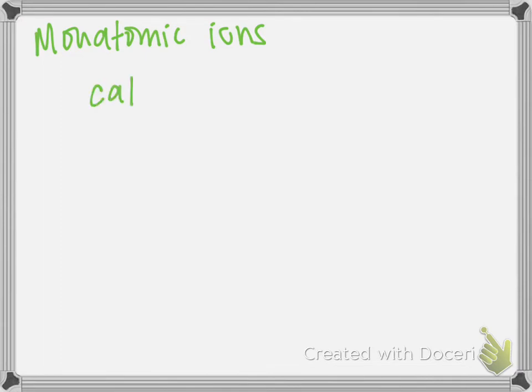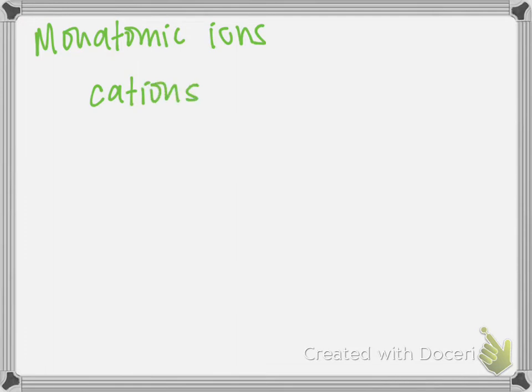But let's get into our naming rules. We're going to start with what are called monatomic ions. What do you think that might mean? What's mono mean? 1. So a monatomic ion is just an ion that's got a single atom, like just a regular ion. Okay? And the way we name monatomic ions follows this rule.